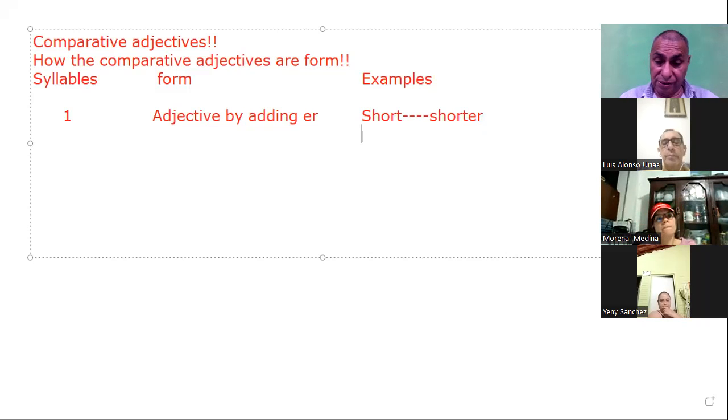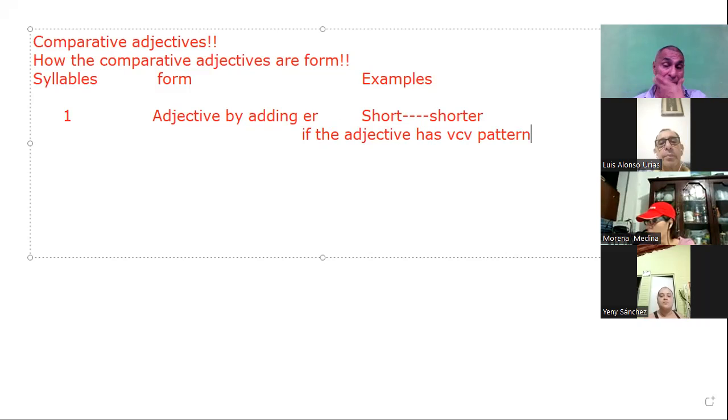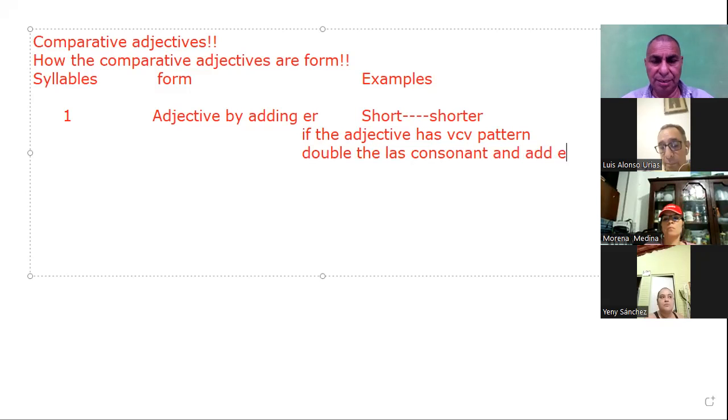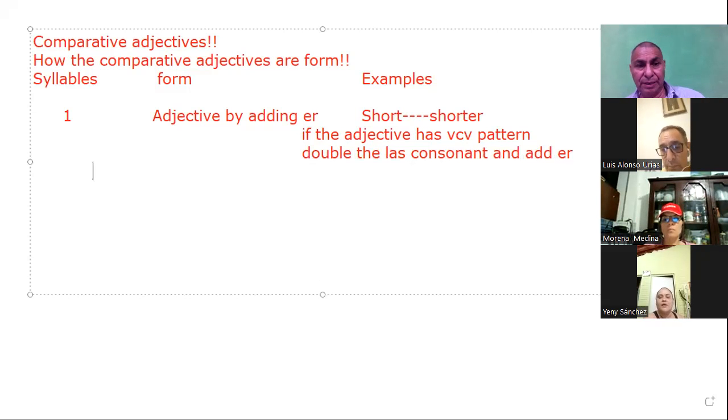Now, this is the other rule. If the adjective has a vowel consonant pattern, okay, ¿qué es un pattern? Pattern es un patrón, ¿sí? Si tiene vowel consonant vowel pattern, then what I'll do is I double the last consonant and add ER. That's what I do. So let me give you an example of that one.